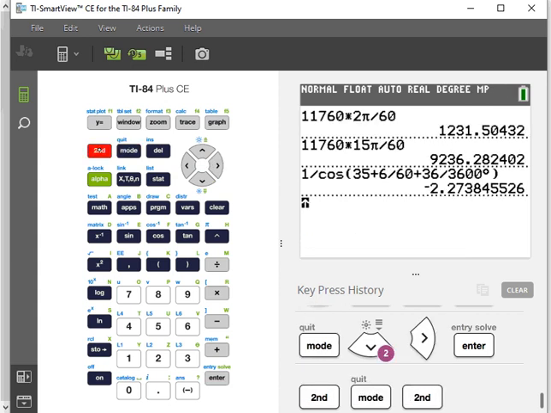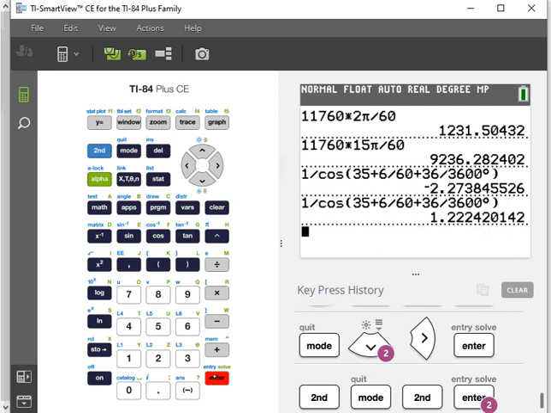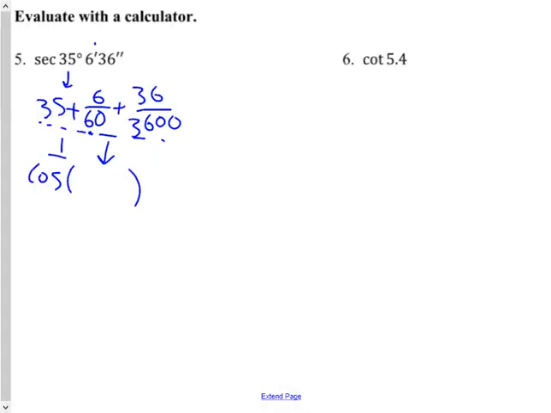So now in degree mode, I'm doing the same thing, and I get 1.222, which is the answer I was looking for. So 1.222. Sorry, that goes there. That's just the full answer.